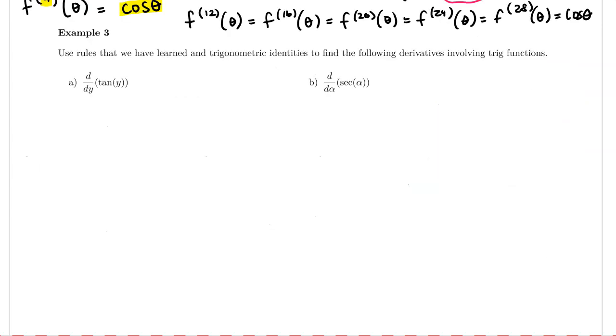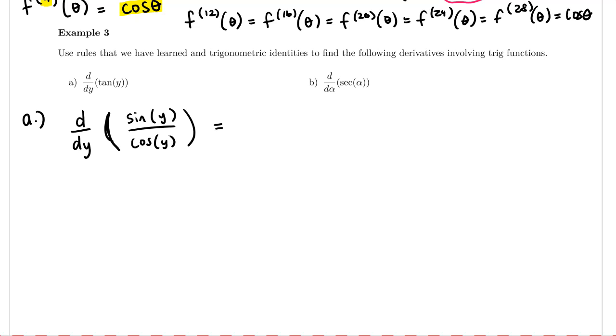Example 3 says, use rules that we have learned and trigonometric identities to find the following derivatives involving trig functions. Part A says, take the derivative with respect to y of tangent of y. Now, in order for us to be able to do this, we want to rewrite tangent using one of our trig identities, and we know that tangent is equivalent to sine over cosine. Now, we did this because we know the derivatives of the sine and the cosine functions, but notice that this is a quotient, and so we're going to need to use the quotient rule in order to do this.